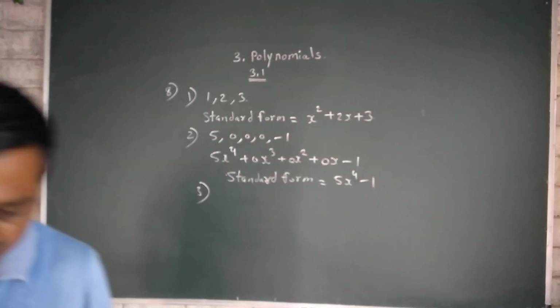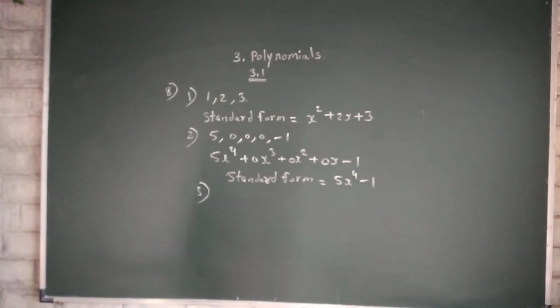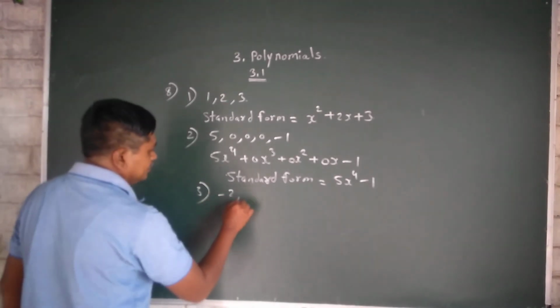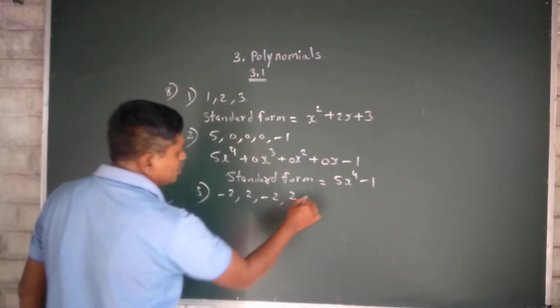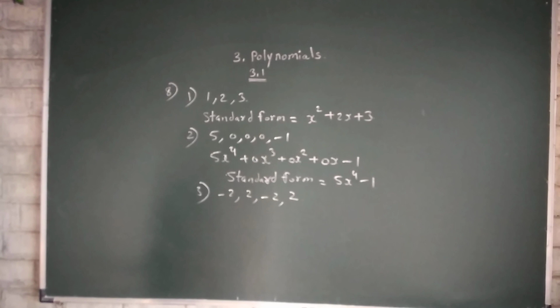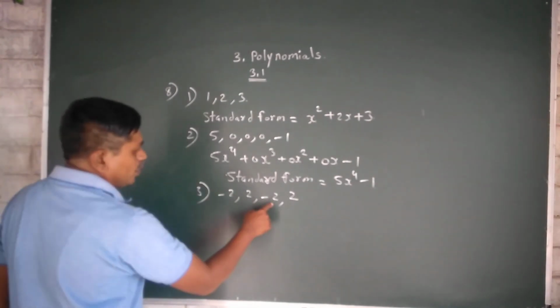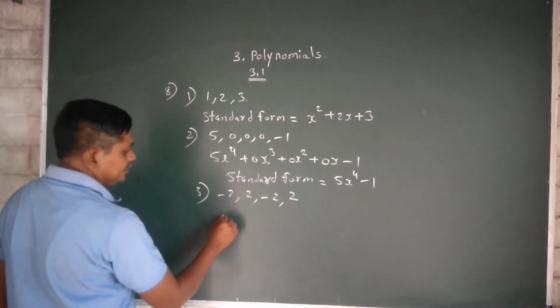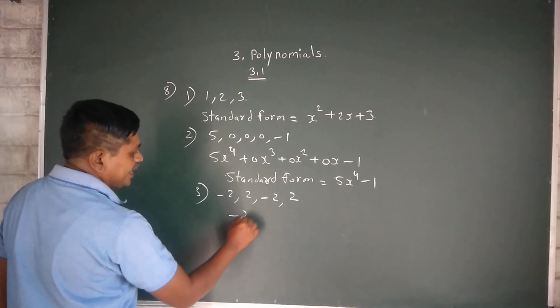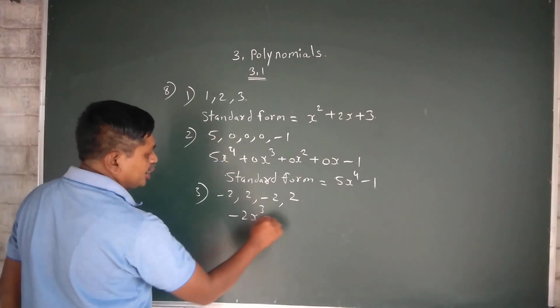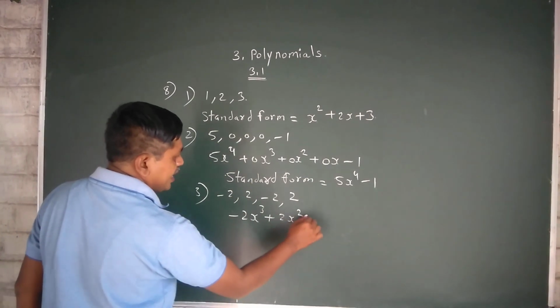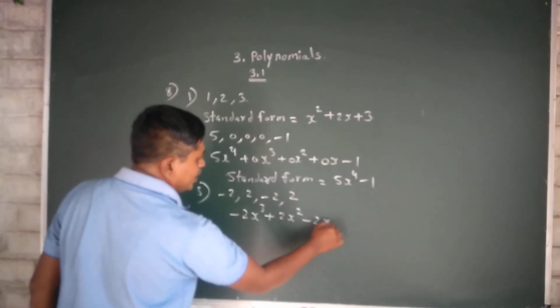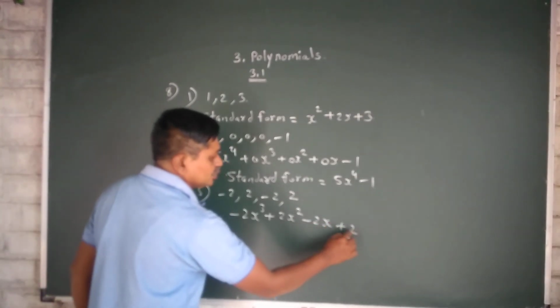Third example. Minus 2 plus 2. Again minus 2 plus 2. 0, 1, 2, 3. Standard form. Minus 2x raised to 3 plus 2x square minus 2x plus 2. 0, 1, 2, 3.